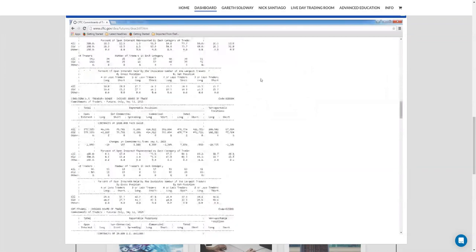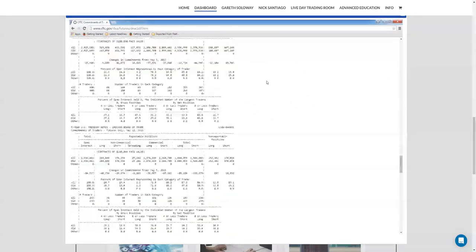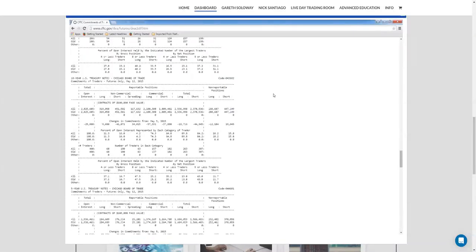Now, if you scroll down a little bit more, you've got the 10-year U.S. Treasury note. You're going to see right here the commercial money took off a lot of their longs, but they're still net long. Took off a lot of their shorts, but they're still short 1.8 million shares.